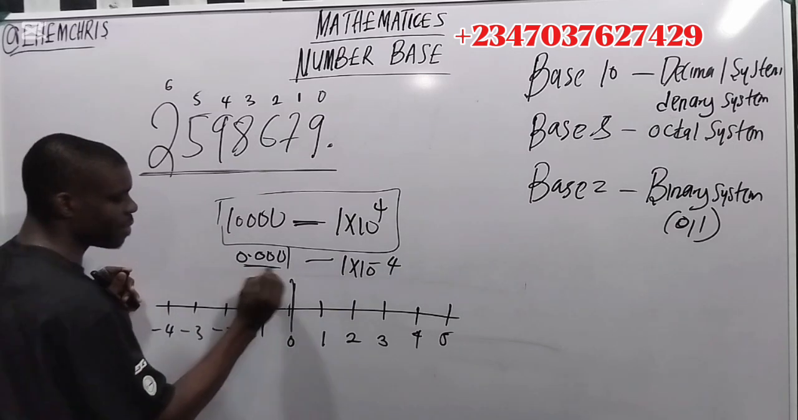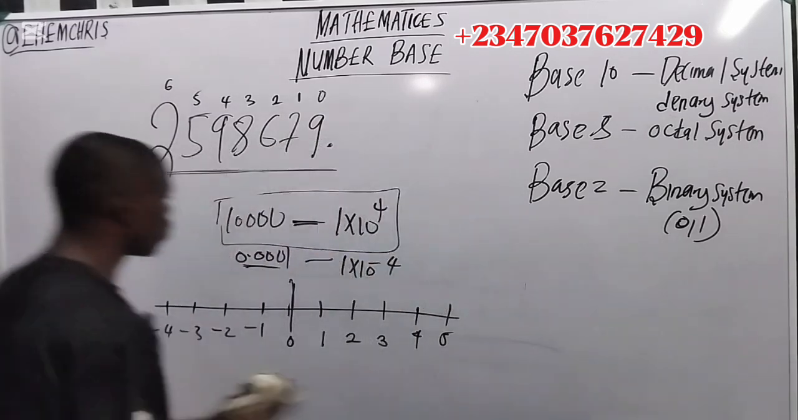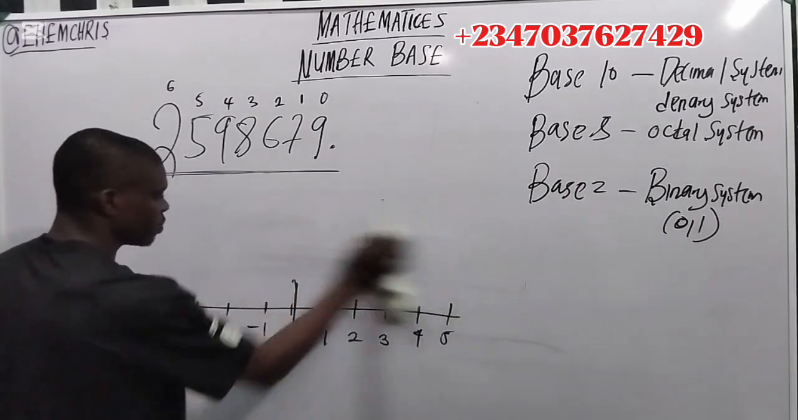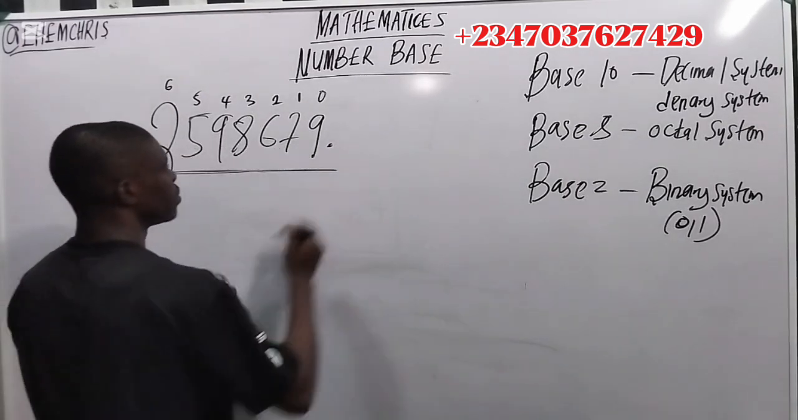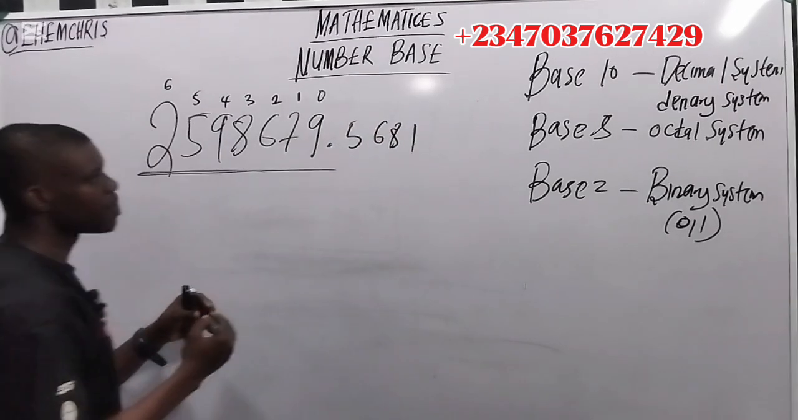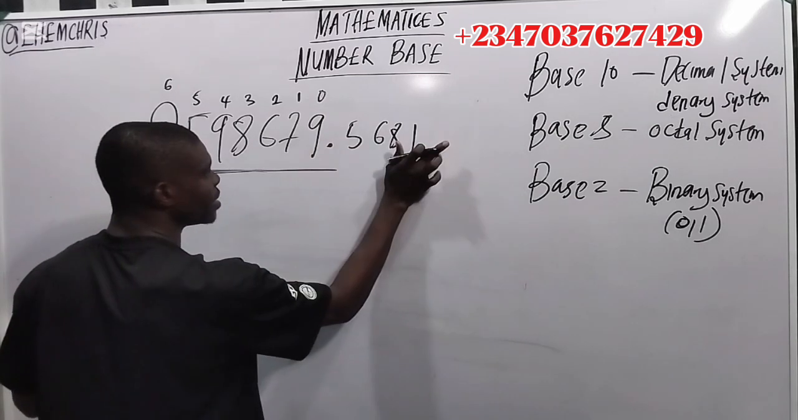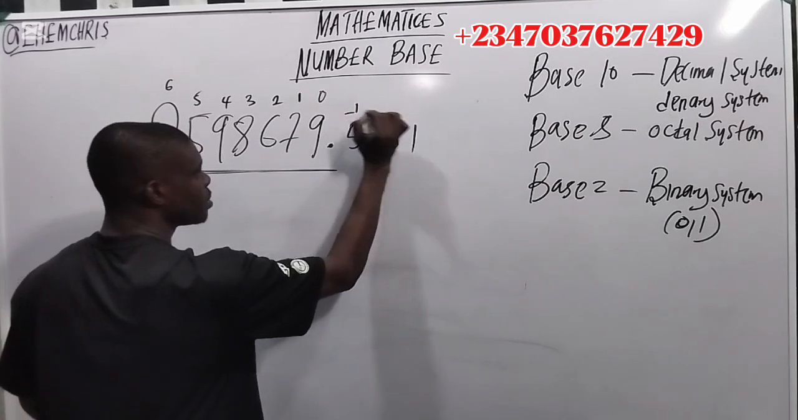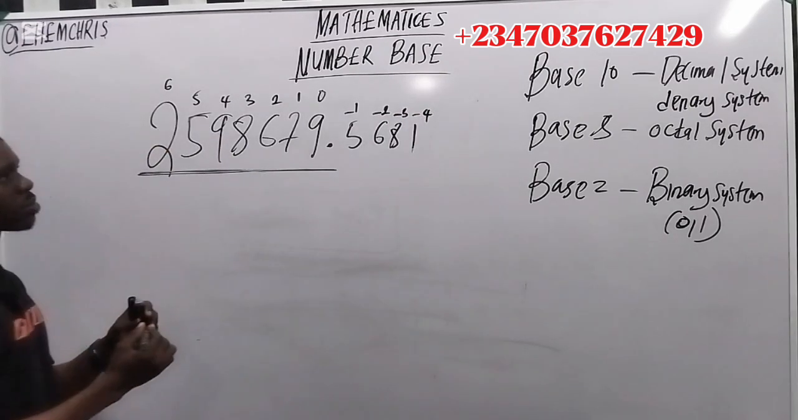So if you have a decimal here, the power becomes negative. This is one thing you need to keep in mind, where the digit is placed. For example, if I now have 5, 6, 8, 1, as long as it is after the 0 and the decimal point, you now get minus 1, minus 2, minus 3, and minus 4.